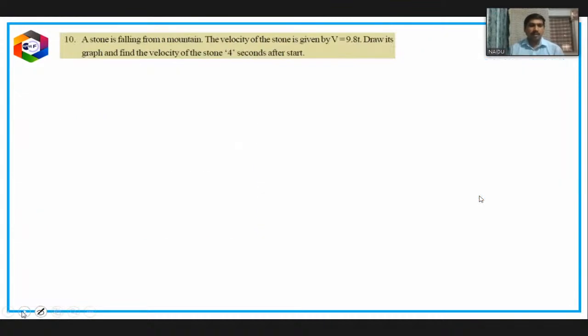Yes, again we have another question. Actually, this question is also connected to physics.